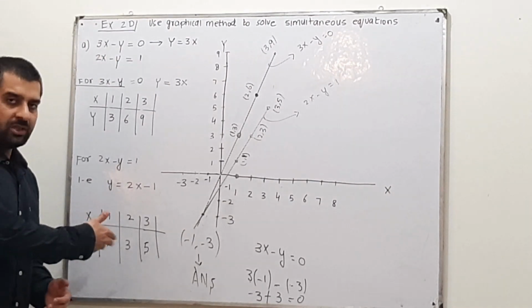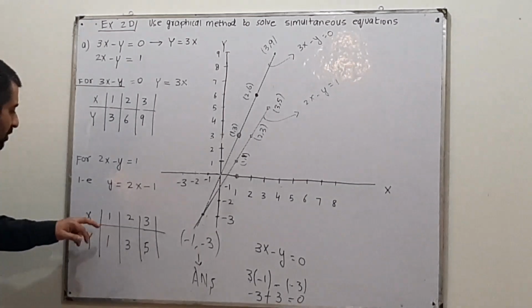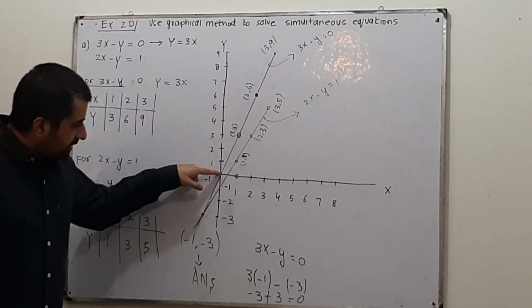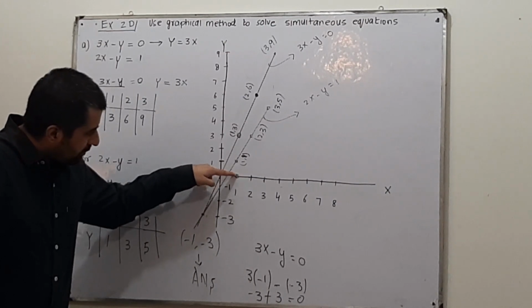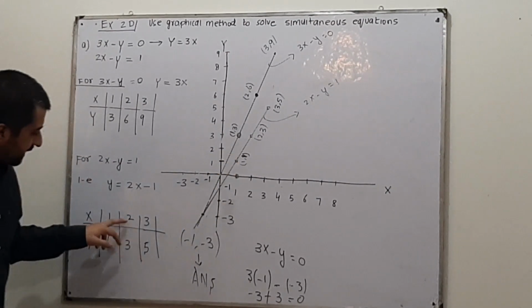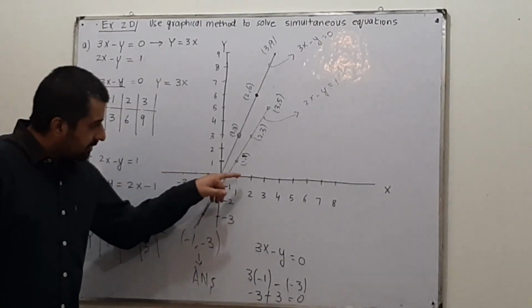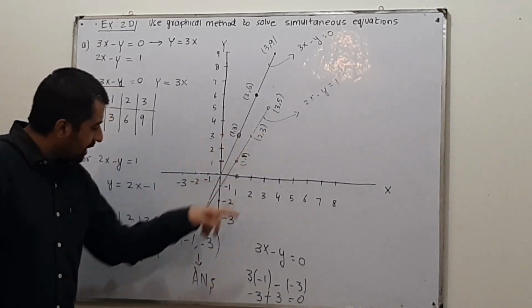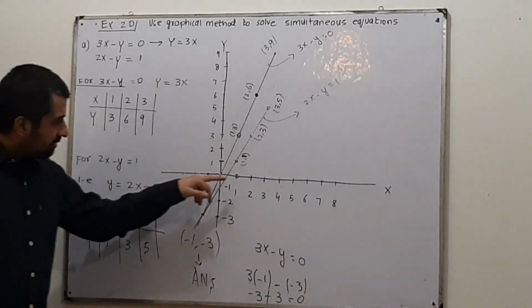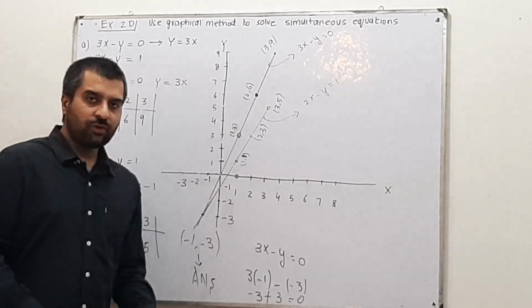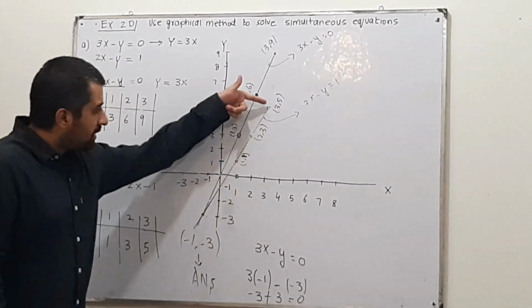So we can plot these points. First of all, plot the point 1, 1. When x is 1, y is 1. This is the point 1, 1. When x is 2, y is 3. Second point 2, 3. When x is 3, y is 5. Third point. You got 3 points, join them with a straight line. This one.